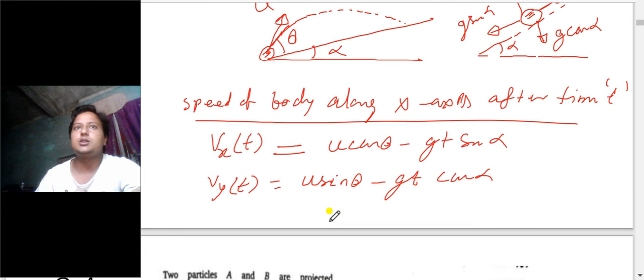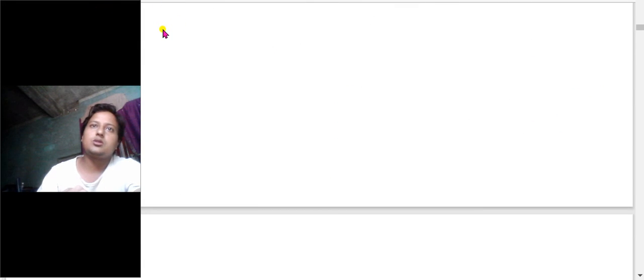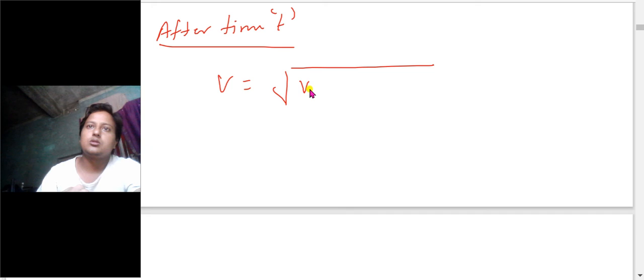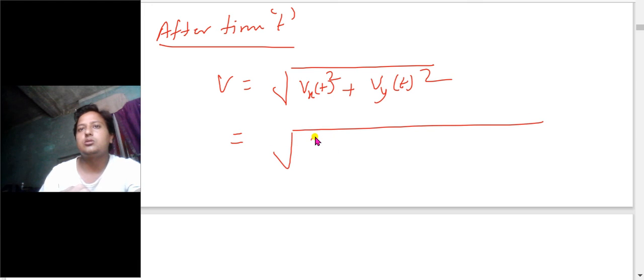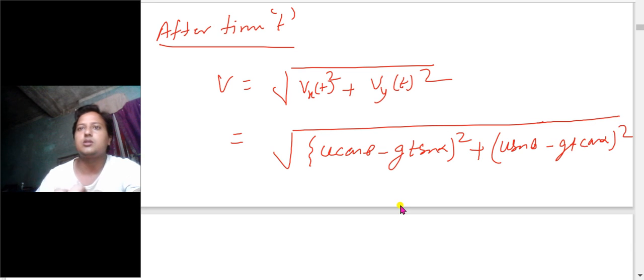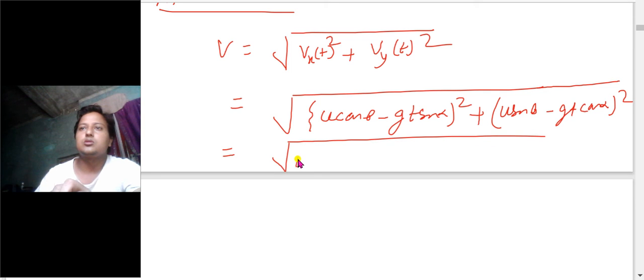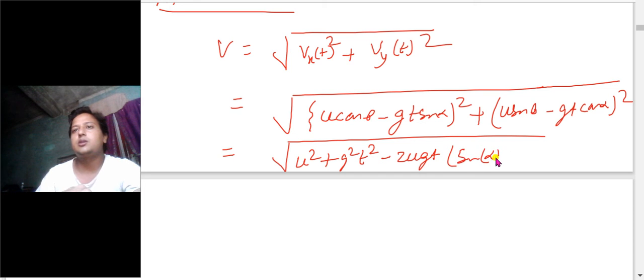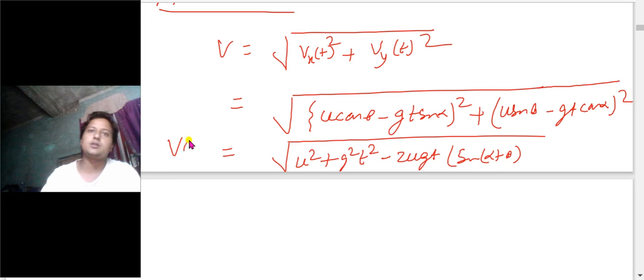So after time t, the speed of the body is under root vx square plus vy square, that equals under root of (u cos theta minus gt sin alpha) whole square plus (u sin theta minus gt cos alpha) whole square, that equals under root u square plus g square t square minus 2ugt sin(alpha plus theta). So this is our speed after time t.